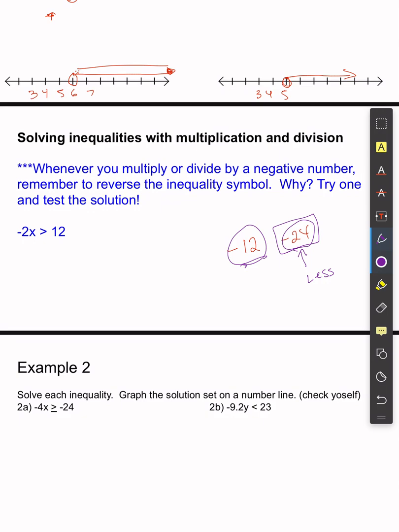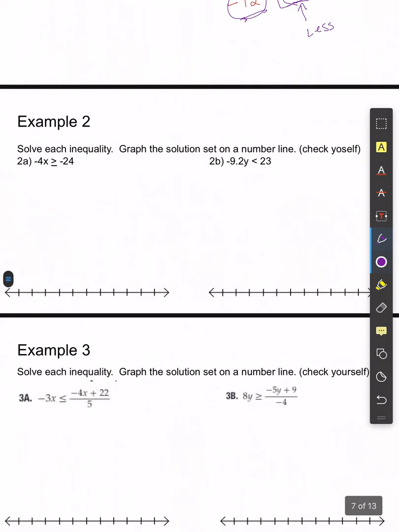So since the negatives are this way, if we divide or multiply across the inequality, and that's important, when we do it across the inequality symbol, then we must flip the sign. We must flip the inequality. Okay, and this is the big reason why. So example 2 here says solve the inequality, graph the solution set on a number line, and then check yourself. So here we go.